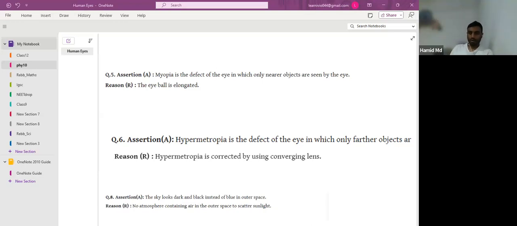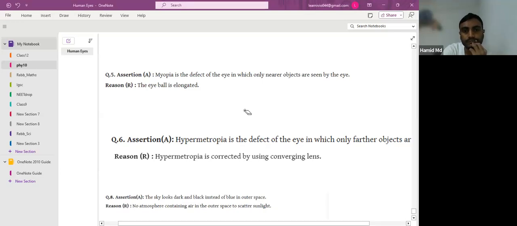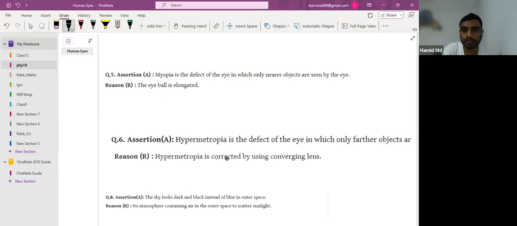Sometimes I think that you guys are having good revision, but when I face you, I too lose my confidence. Why does this happen? Why is this situation? Myopia is corrected by a concave lens and hypermetropia by a convex lens. Let me put it over here so you keep it in mind.